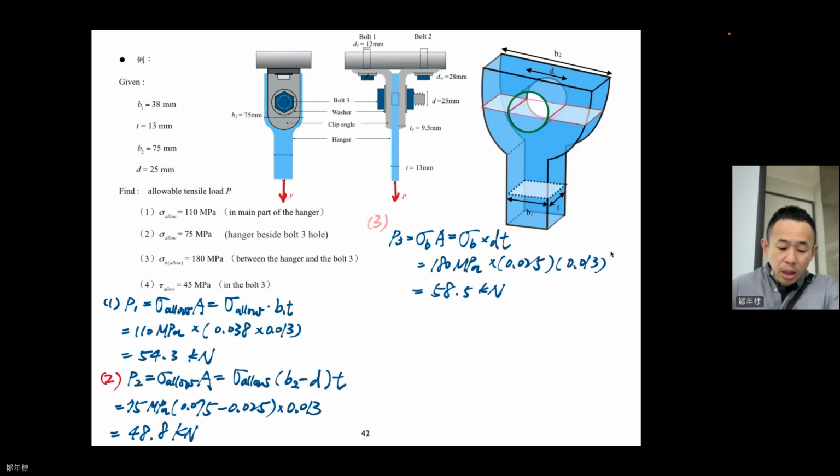Finally, tau allow 45 megapascal in the bolt 3. So for bolt 3, the force is going down still, but now you are not calculating the bearing stress. You are calculating tau, the shear stress. For the shear stress you need to find the correct area. The area needs to be parallel to the force. So this is the blue cross section.